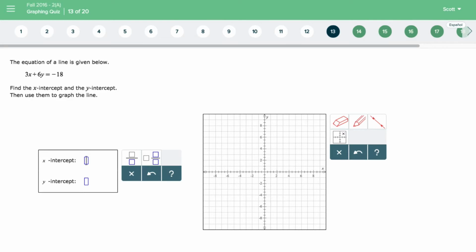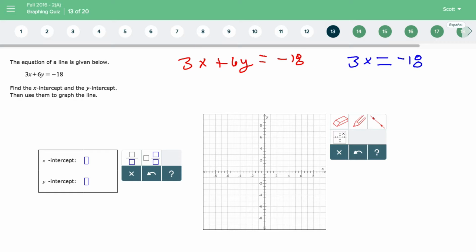Number 13. Again, we want the x-intercept and y-intercept. So we have 3x plus 6y equals negative 18. Let's solve it both different ways. So the first time I'm going to cover up the y, or excuse me, the 6y. That leaves me with 3x equals negative 18. And that happened because I covered up the 6y. It's no longer there. Can't see it.